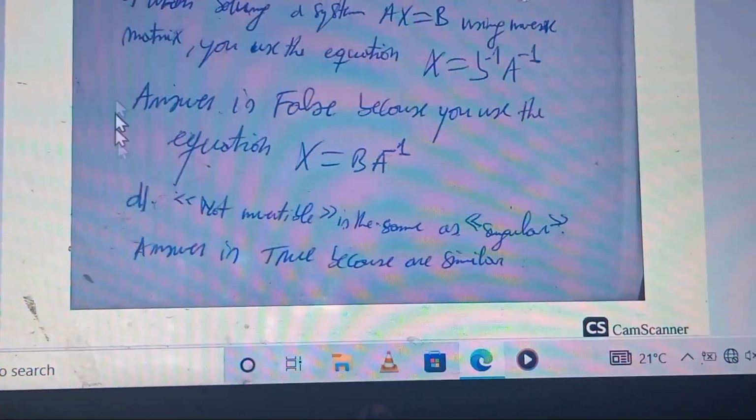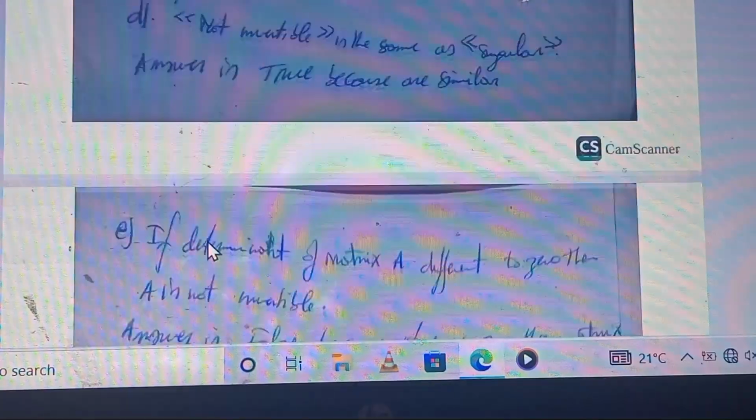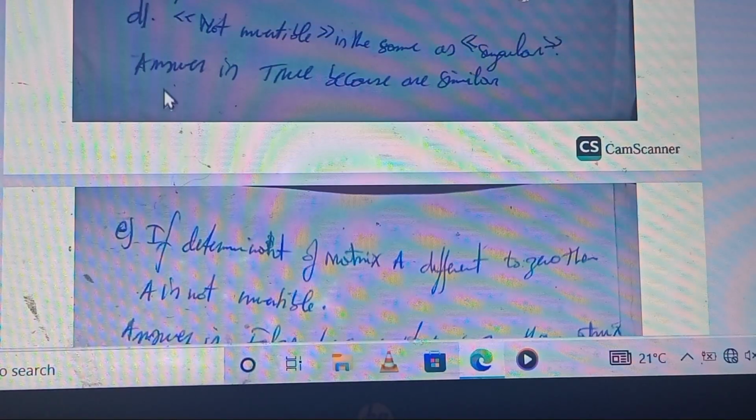Question C. When you solve a system AX equals B using the inverse of a matrix, I use the equation X equals B times the inverse of A, or the inverse of B times the inverse of A. Also, it is false because when you use the equation, you must write X equals the inverse of A times B. I think you know that is the application of matrices, Unit 7 in Senior 5.